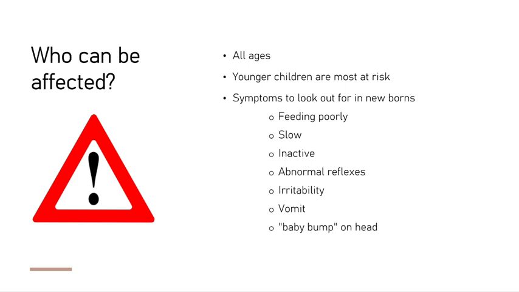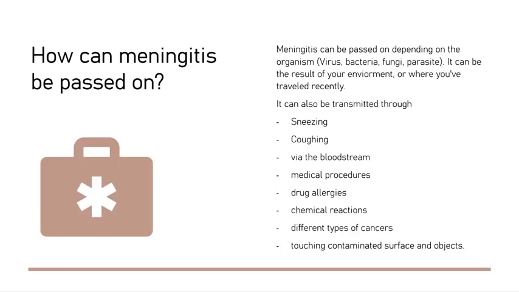Meningitis can affect all ages, all genders, all races, but it mainly affects younger children and they are most at risk. Symptoms in newborns include feeding poorly, slowness, inactiveness, abnormal reflexes, irritability, vomiting, and mainly a bulge on the head.